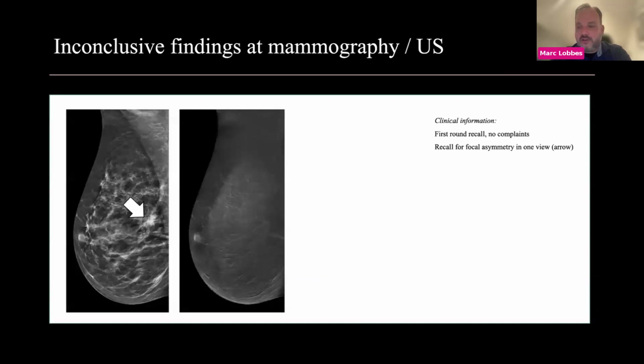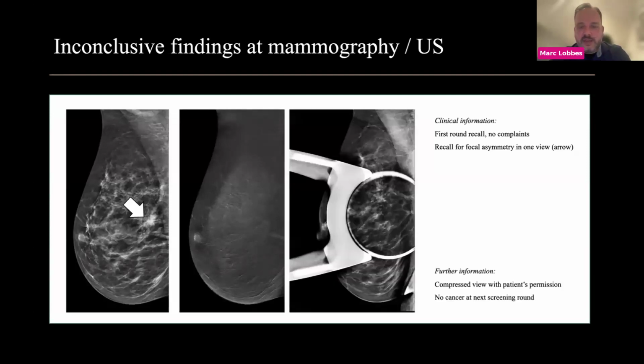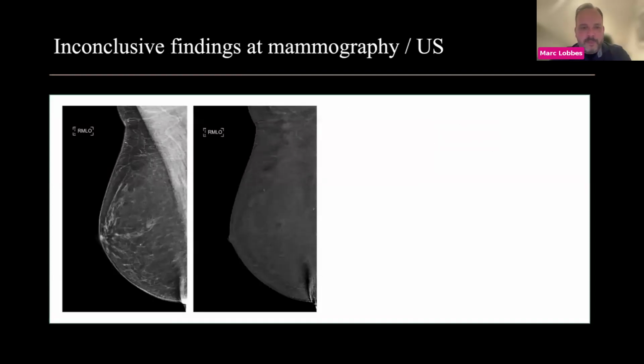Now, regarding inconclusive findings, this is, I think, a nice example of a focal asymmetry. It didn't show any enhancement, with a high negative predictive value of this technique. It's very unlikely that you have a breast cancer there. But with permission of the patient, I did a very old school compression examination, not a tomo. I really like these old school rolled views and compressions and you name it. And you see that there's no cancer at that side at all.